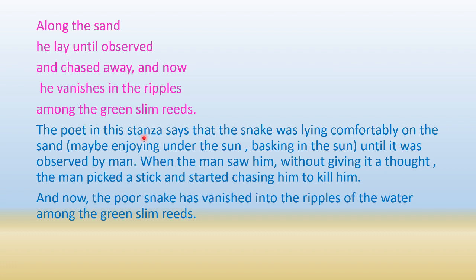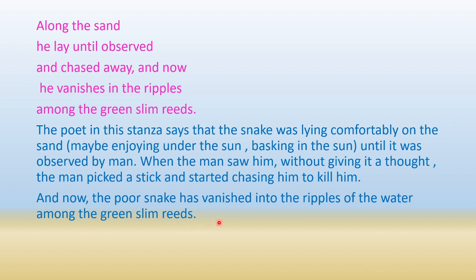So the poet in this stanza says that the snake was lying comfortably on the sand. So, along the sand he lay until observed. Till anyone came and noticed that snake, the snake was lying comfortably on the sand. Maybe he was enjoying the sun or basking in the sun until it was observed by man. So when that man saw him, without giving it a thought, the man picked a stick and started chasing him to kill him. The man did not even try to check whether that snake is poisonous or not. Just the man took a stick and started chasing the snake.